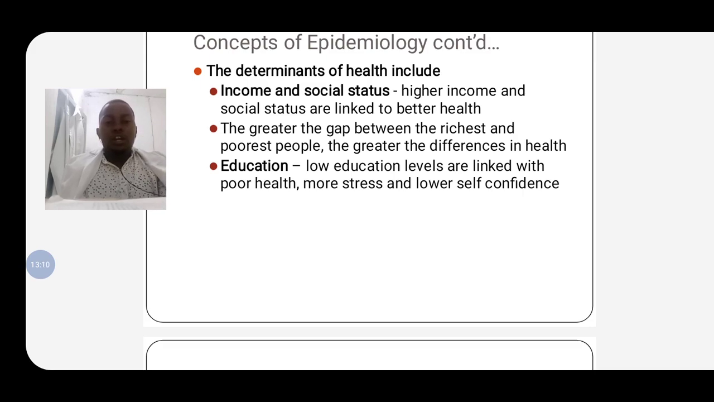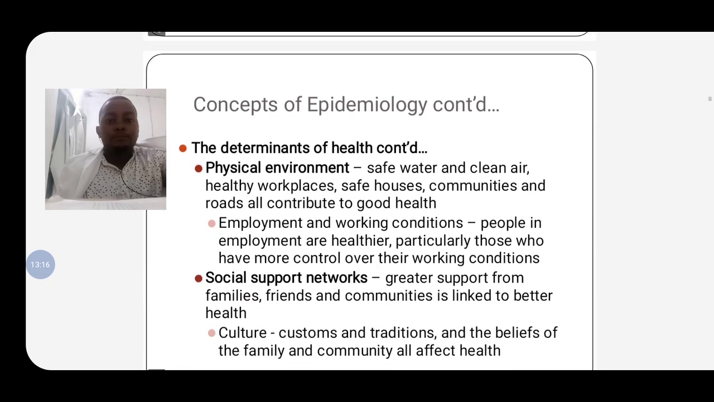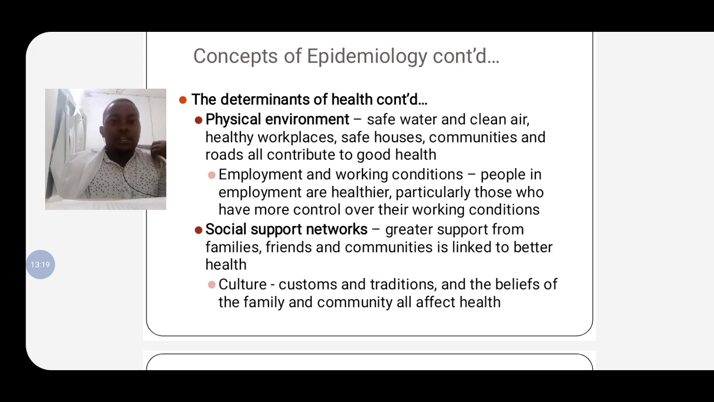So now let us proceed to another point about the determinants of health. We proceed with the determinants of health. Now we are going to see the physical environment. As a determinant of health, physical environment includes safe water, clean air, healthy workplaces, safe houses, communities, and roads. All of this contributes to good health. Also, employment and working conditions. People in employment are healthier, particularly those who have more control over their working conditions.